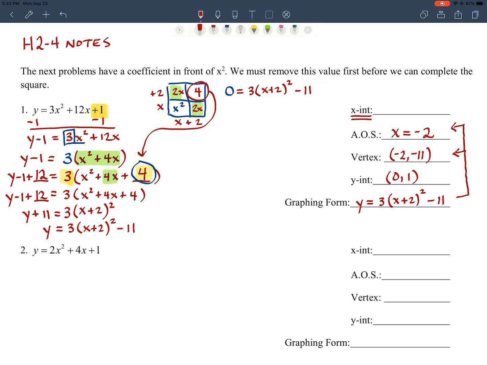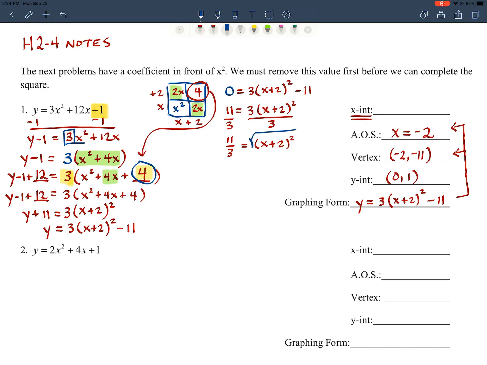We're going to add 11 to each side, which will give us 11 equals 3 times the quantity of x plus 2 squared. I'm sorry, I don't know why I wrote an extra 3 in there. All right, now we're all on the same page here. So now we're going to need to divide each side by 3. You must get rid of that a value before you take the square root. So 11/3 is equal to the quantity of x plus 2 squared.